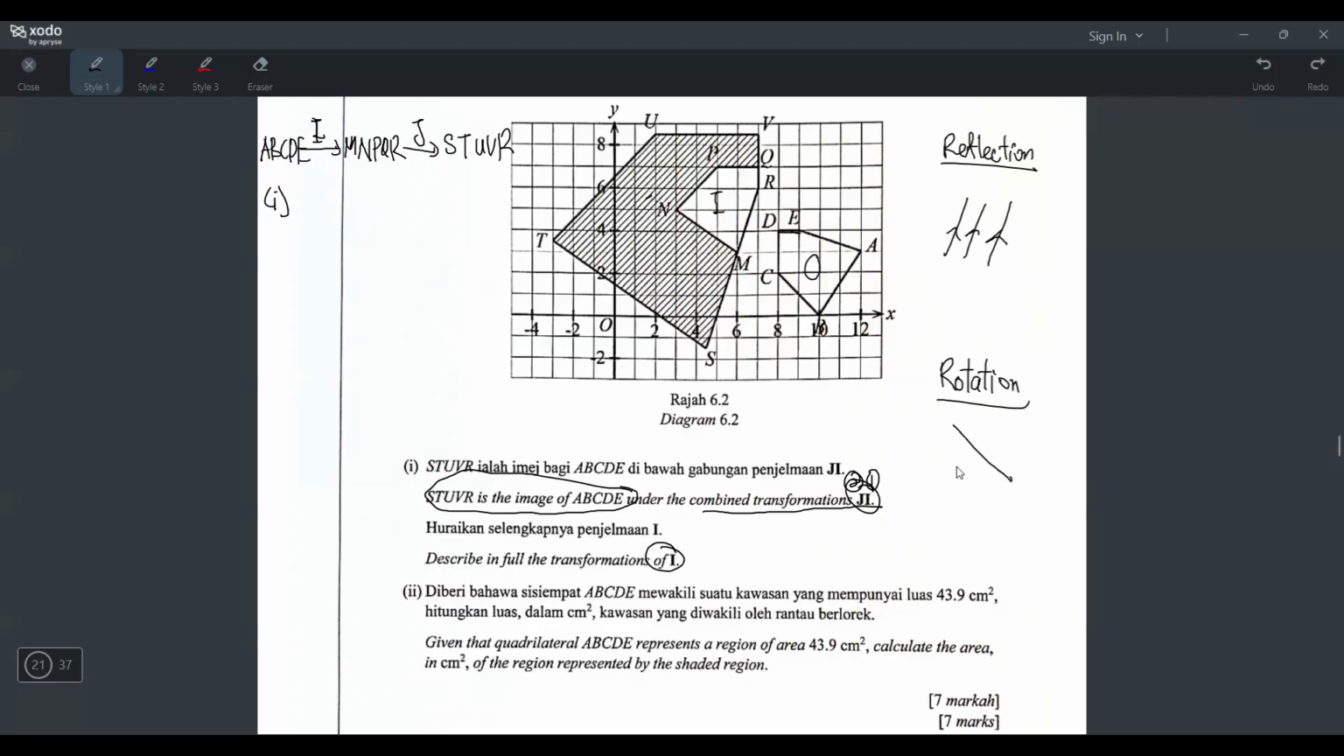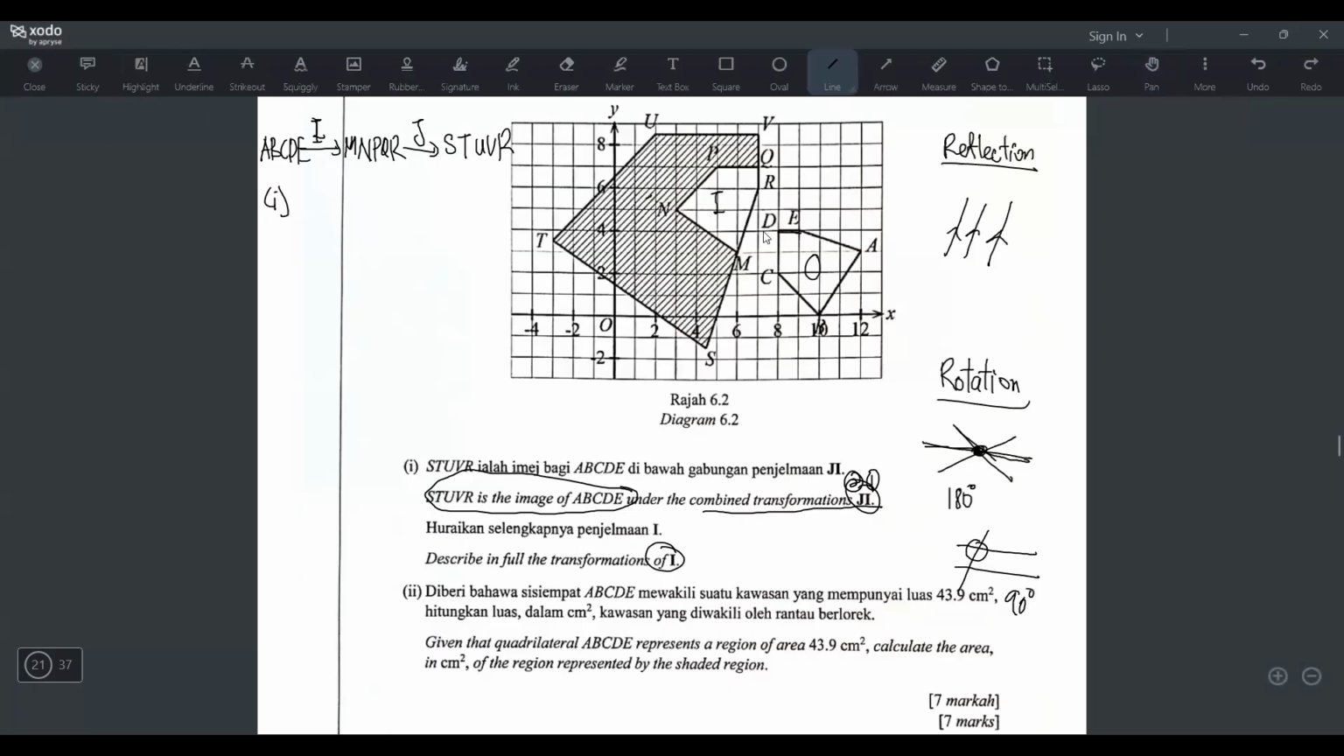For rotation, if the lines look like this, they are not parallel, but they all intersect nicely at one point, then it's rotation 180-degree. But if it's not this one and it's not this one, then it's rotation 90-degree. For rotation 90-degree, the lines will not intersect nicely at one point. It will be very random, very messy. That's how you know it's rotation 90.